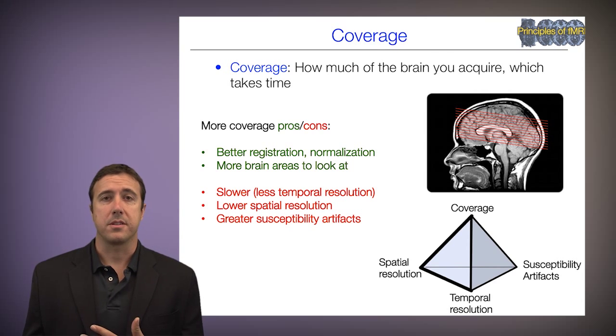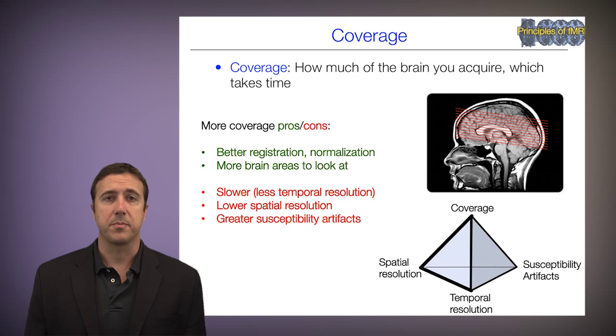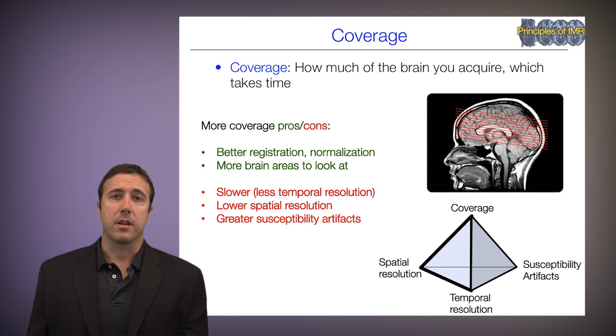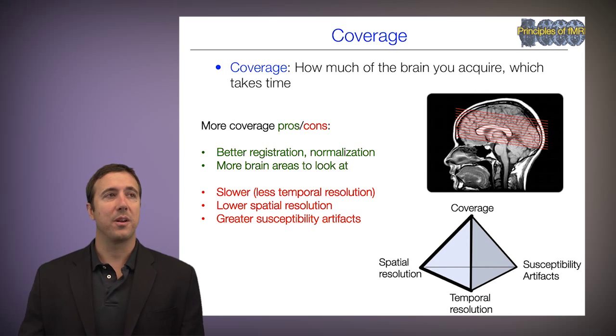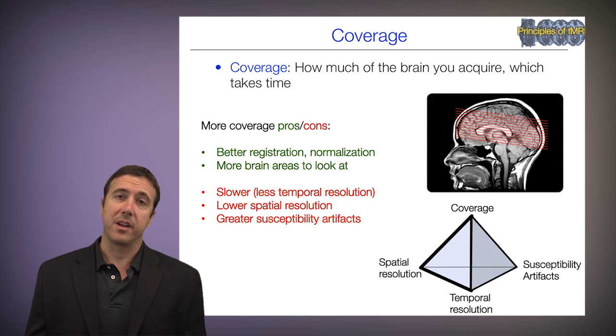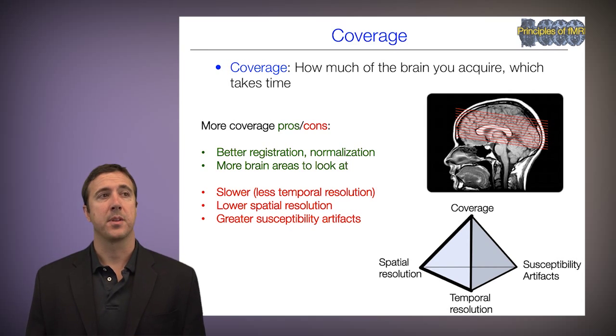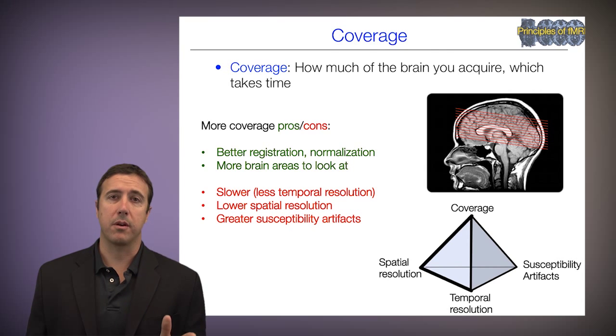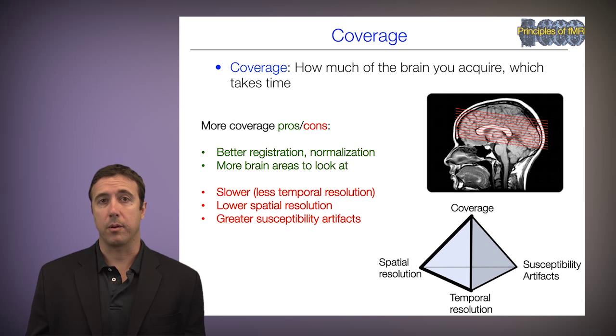But there are pros and cons to each, listed here in green and red, respectively. The pros of getting better coverage include better registration of the brains, better normalization or warping across people, so there's better alignment, and of course there's more brain areas to look at that might be of interest. The cons are, in general, you have to go slower. That reduces temporal resolution. It reduces spatial resolution because you have to get bigger voxels if you're acquiring more of the brain. And it increases susceptibility artifacts as well to do those things, to sample more slowly and with bigger voxels.